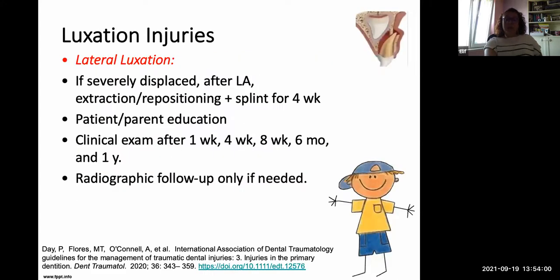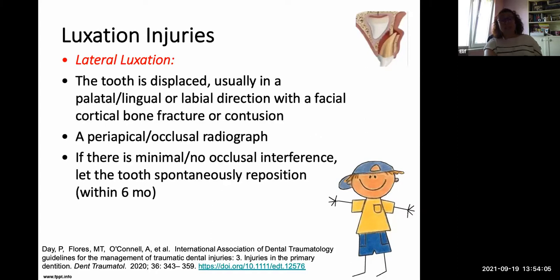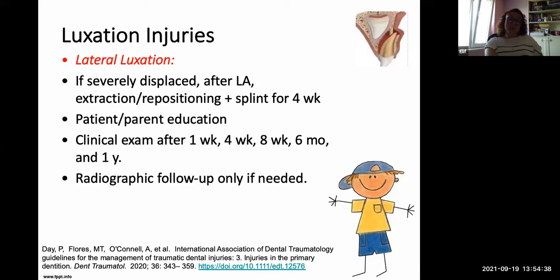In lateral luxation, sometimes the tooth is displaced, usually in palatal, lingual, or labial direction with a facial cortical bone fracture or contusion. So we have to take a radiograph, and we should check the occlusal interference first. If we can't see any interference, or if it is minimal, we may let the tooth spontaneously reposition, so we don't need to do anything. We should wait for at least 6 months to let the tooth spontaneously reposition itself.